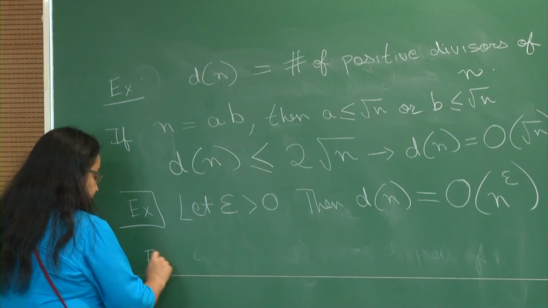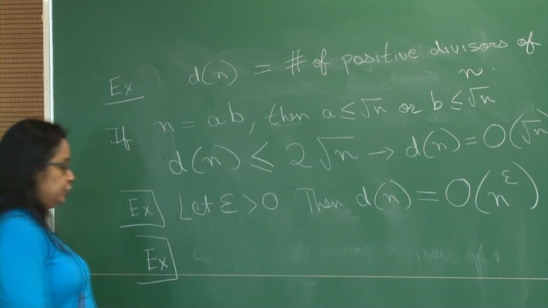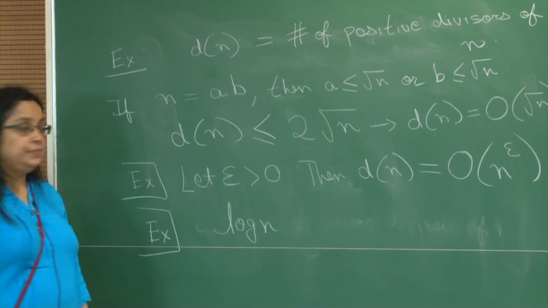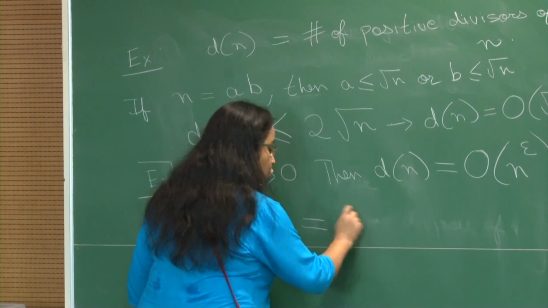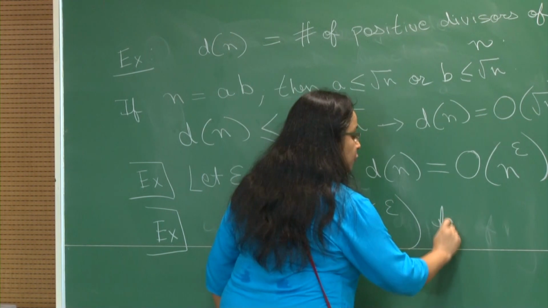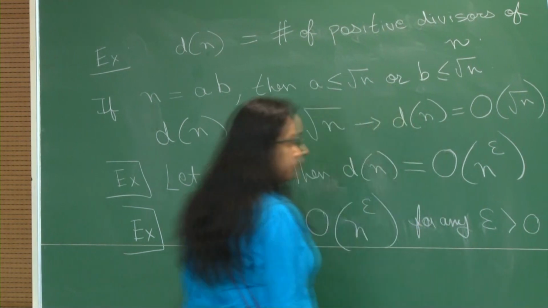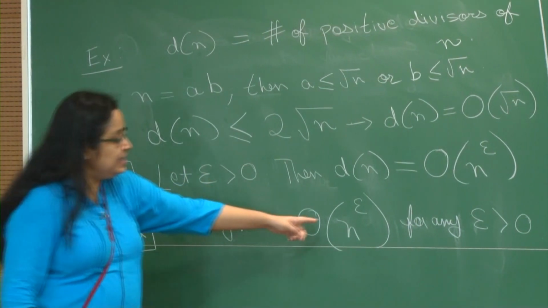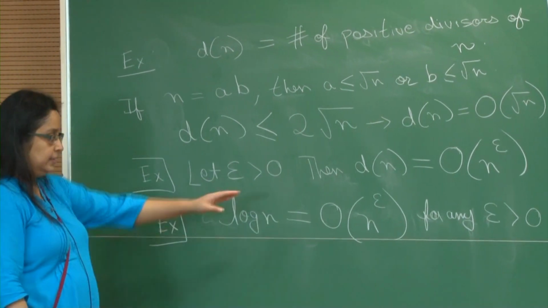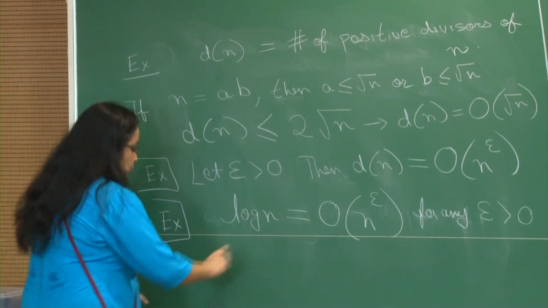Another exercise that I would like you to think about is the logarithm function. You can actually show that log of n is also O of n raised to the epsilon for any epsilon greater than 0. So, as compared to any tiny power of n, log n is O of that function.